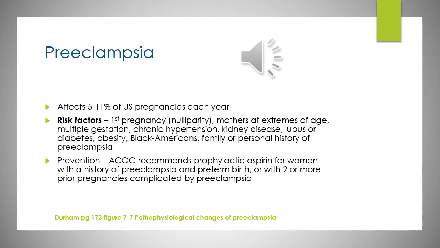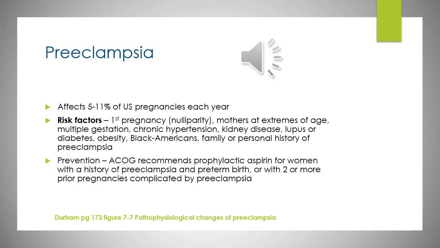Some of the risk factors are being the first pregnancy of the mother, mothers at extremes of age, either very young or older, multiple gestations, a history of chronic hypertension, kidney disease, lupus, or diabetes, also obesity, or family or personal history of preeclampsia.